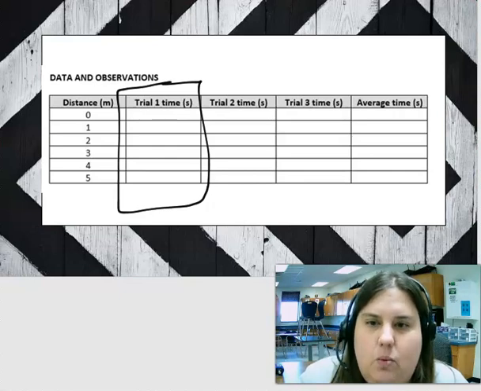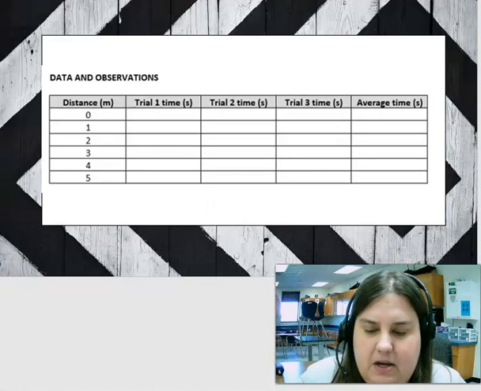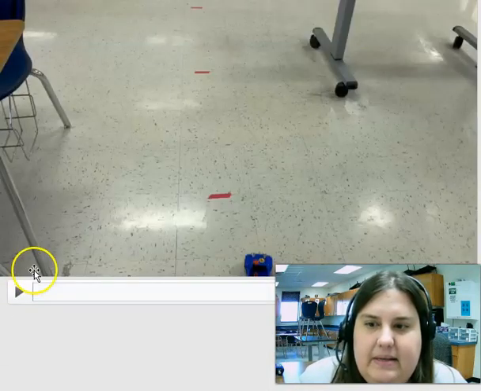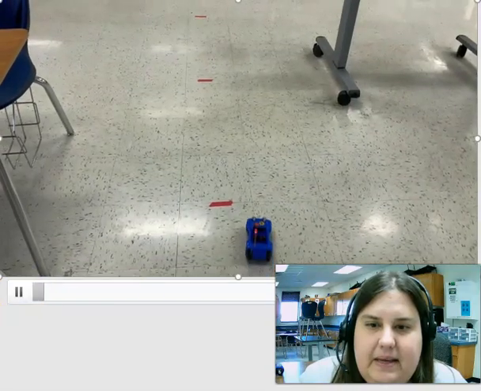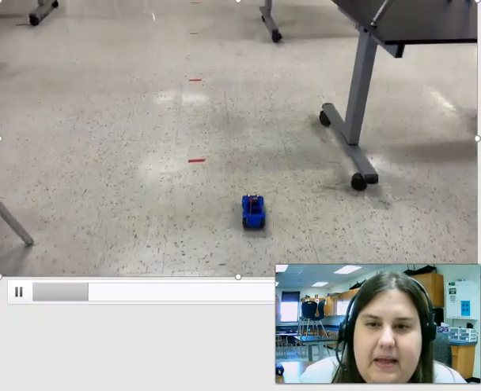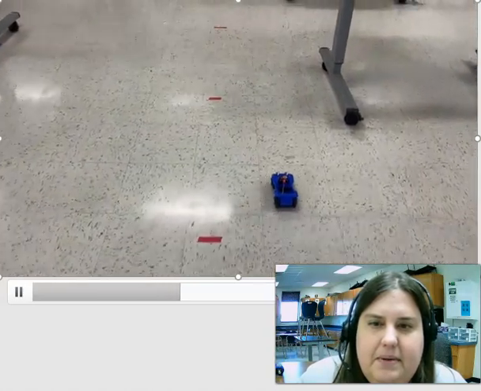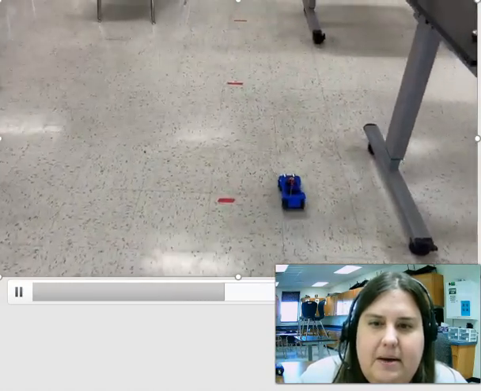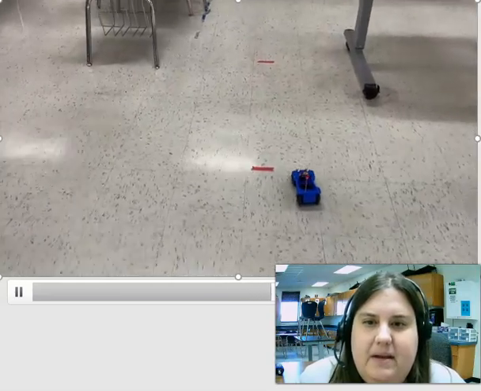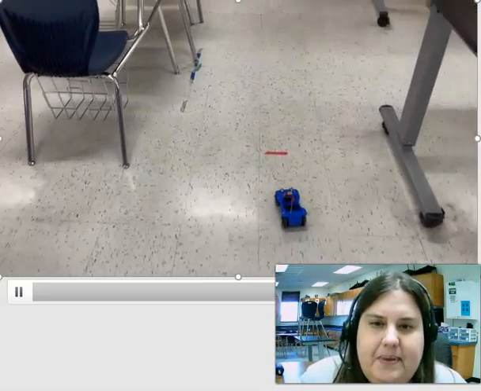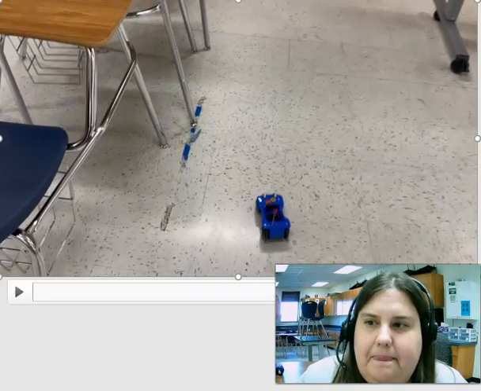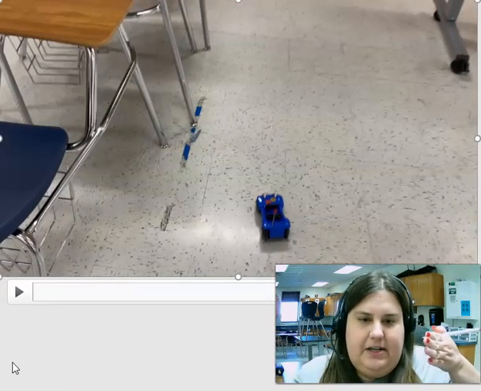Okay, so once you are finished recording your data, we're going to do the exact same thing with the second video. Start, lap, lap, lap, lap, stop. Okay, so in this video you should notice that the constant velocity car is kind of veering off to an angle.